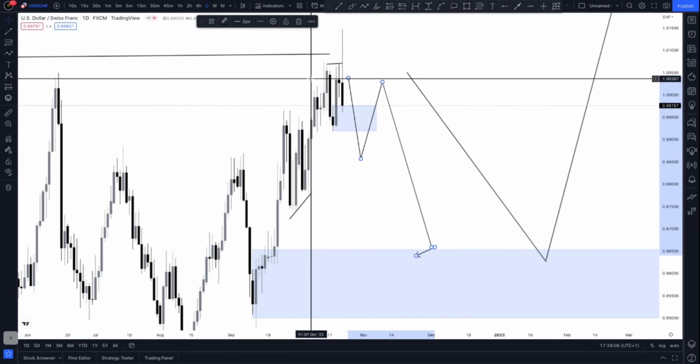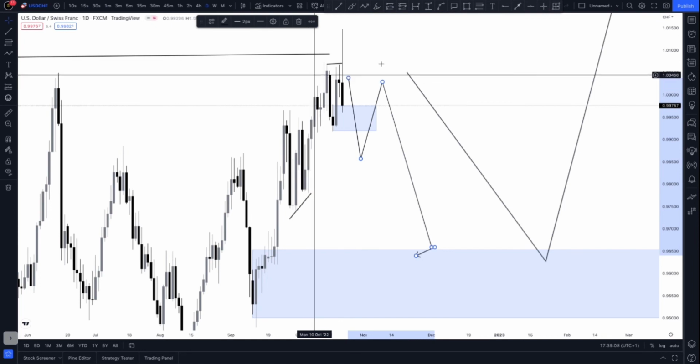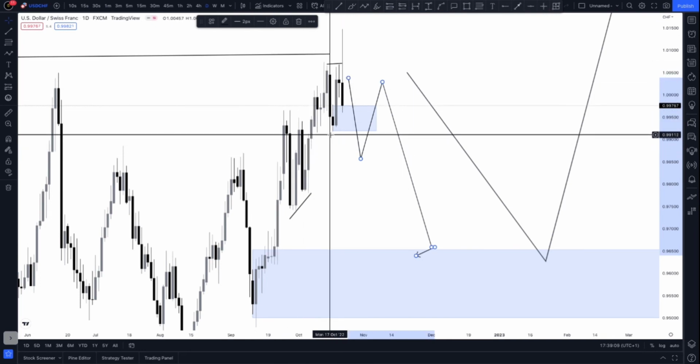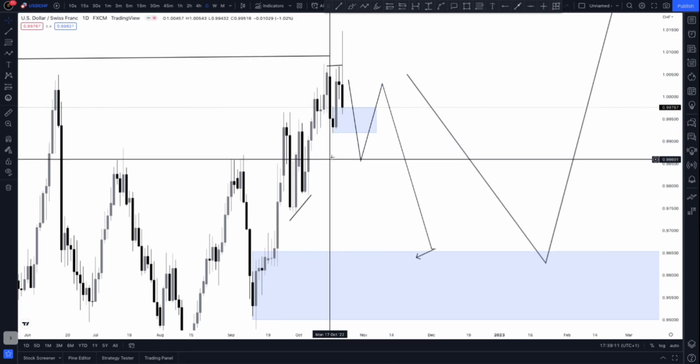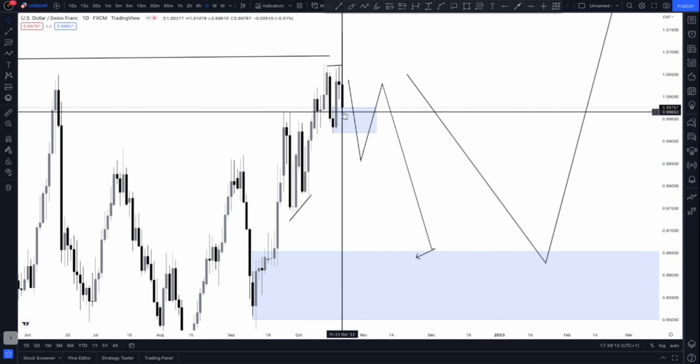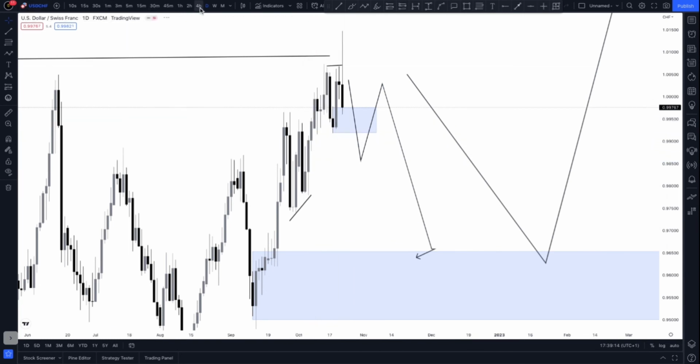But for now, we are not going to be looking for sell opportunities until the market has completely taken out this new low. We want to see the market completely take that out before we decide what we're going to do.